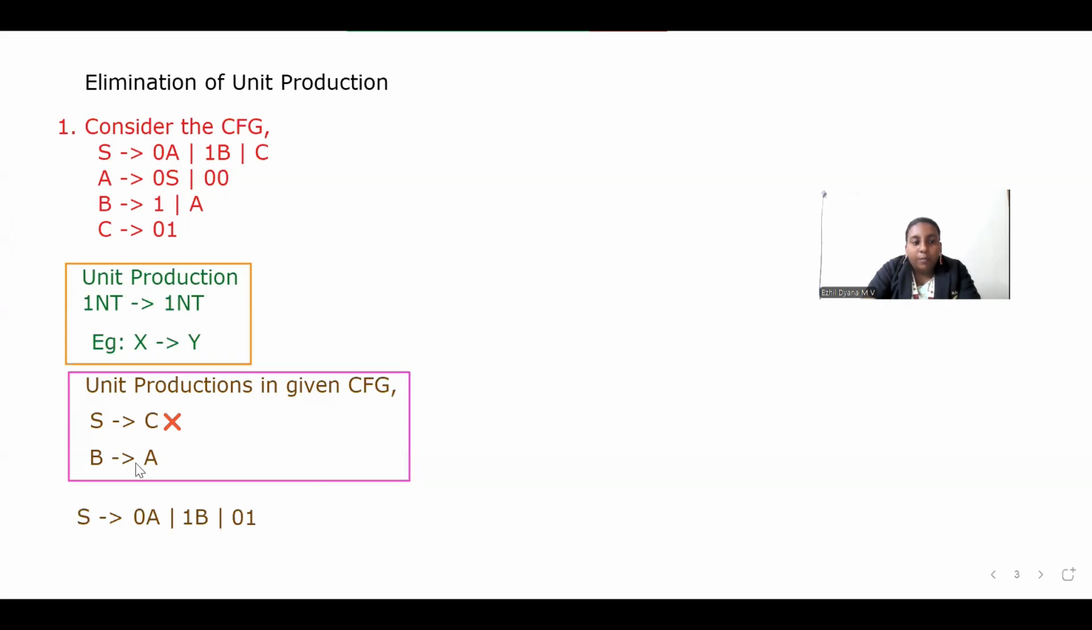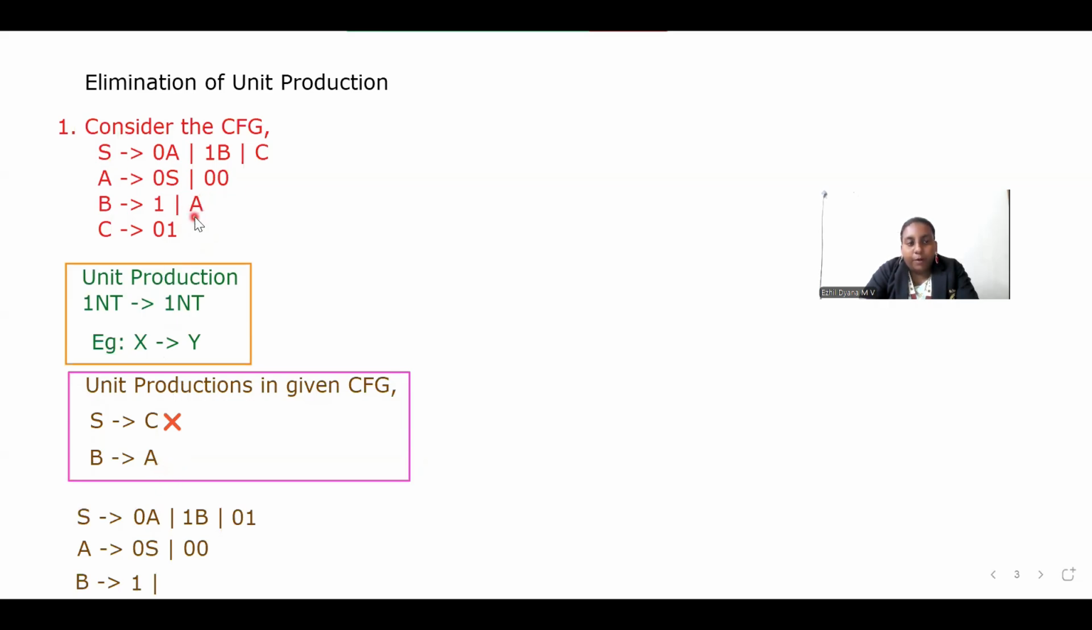Now I need to eliminate B tends to A. In the production rule of A, there is no change because there are no unit productions. So write whatever production rule is given in the question: A tends to 0S or 00. Write it as it is. Then you have the next rule, B tends to. The first rule of B is B tends to 1. Write it as it is. Or what is the second rule of B? B tends to A, which is a unit production. I need to eliminate this.